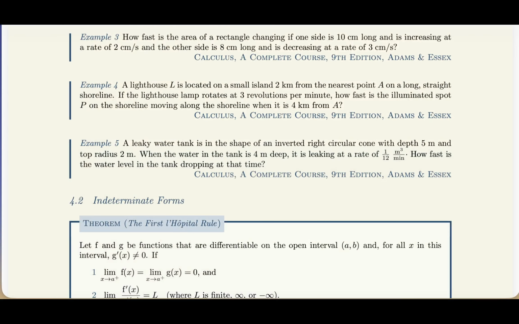So example number 4, a lighthouse L is located on a small island 2 kilometers from the nearest point A on a long straight shoreline. If the lighthouse lamp rotates at 3 revolutions per minute, how fast is the illuminated spot P on the shoreline moving along the shoreline when it is 4 kilometers from A?